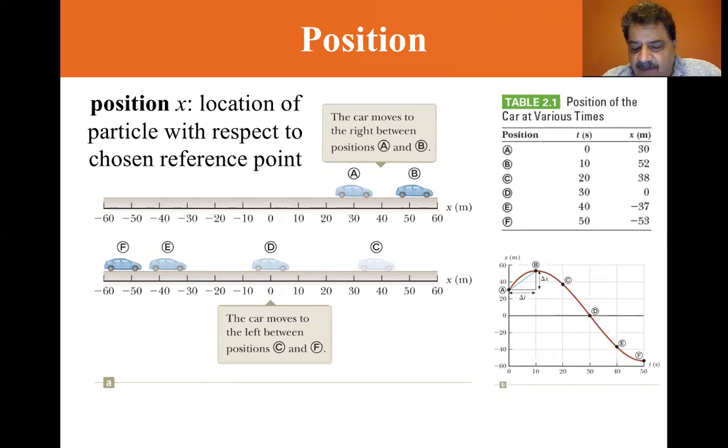Below the table is a graphical representation, the position versus time graph. Now, you have to pay attention. The motion of the car is this way, but the horizontal axis of the graph is time, not position. The vertical axis is position. So you have to pay attention to that.